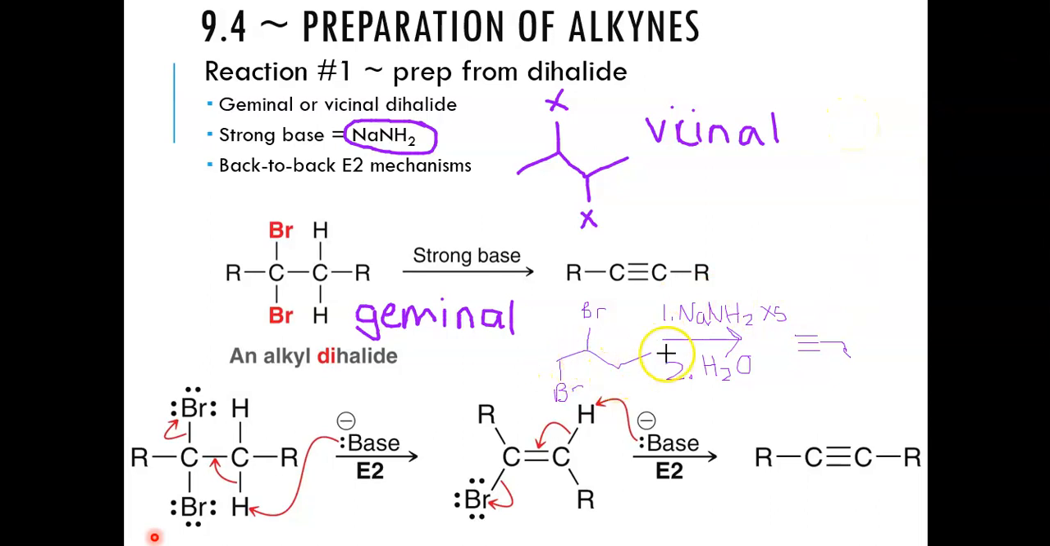Okay, so here's our 4-carbon chain. Our 2 bromines get removed, as well as the 2 hydrogens, and we end up with our terminal alkyne. And the hydrogen that's on here is replaced with that water because that NH2 will remove it. So the water is needed if it's a terminal alkyne. There we go. All right, that is it for this video.